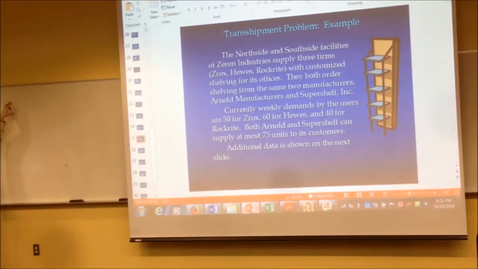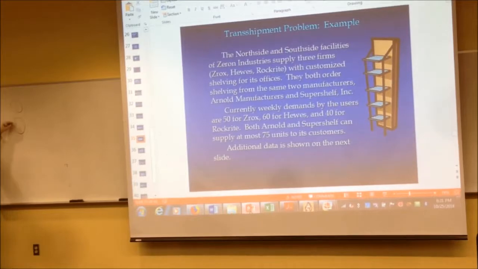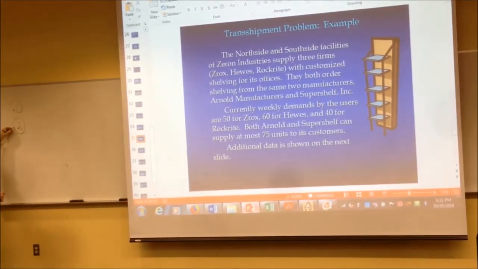Okay, let's start here. On the left is where it's originally coming from. How many nodes on the left? Sean, hang in there, because I understand. Why say 2? Because of Arnold and Super Shelf. That's right. The manufacturers are where it's originally coming from, and there's only 2 of them. And this is 1, this is 2, and this is Arnold and Super Shelf.